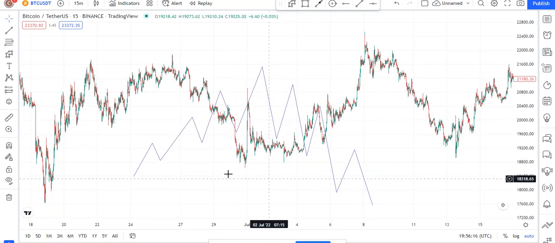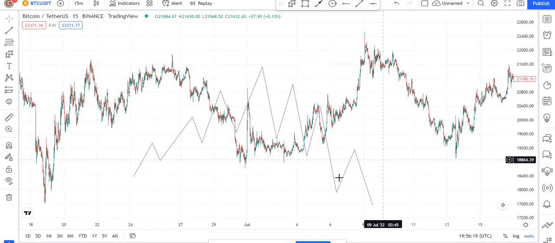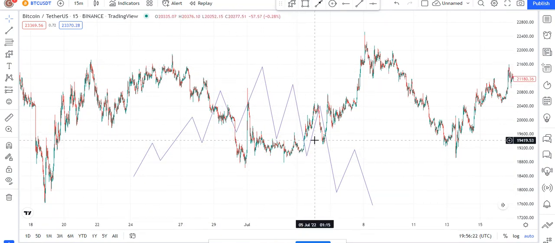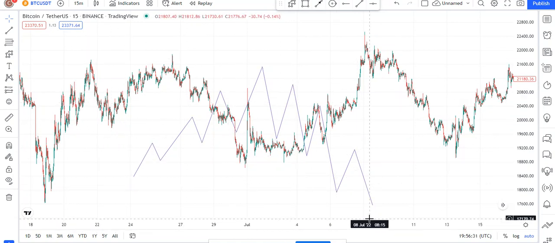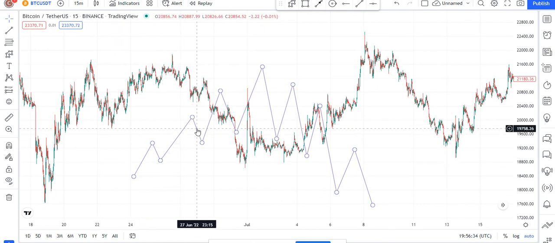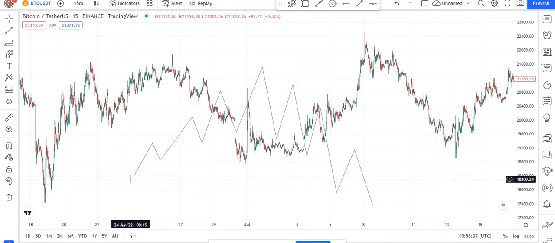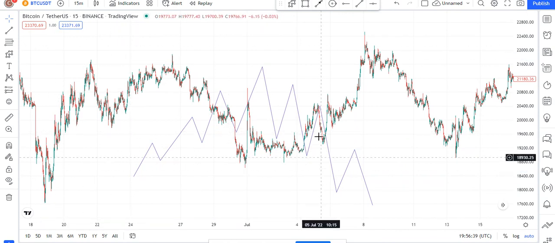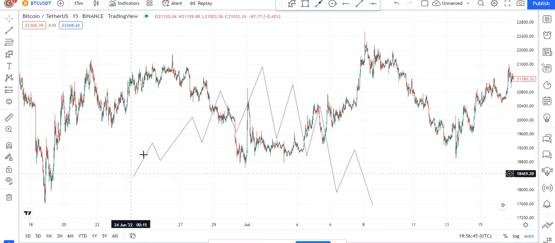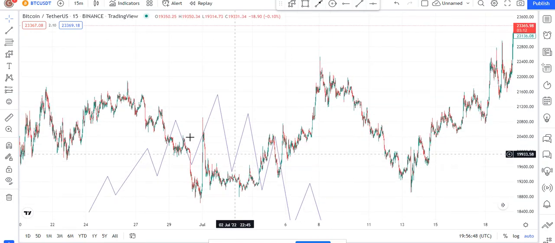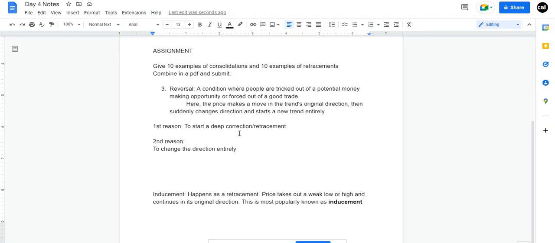So this is the second reason why a reversal will happen, but it is very rare, because most times there's something at the left that you see. There's a trend on the left that you would know is maybe continuing the original trend, or it is either continuing an old trend, or starting a deep correction of another bigger trend at the back. So the first reason, again, is to start a deep correction or retracement. Second reason is to change direction entirely.